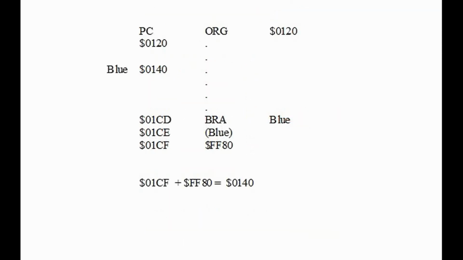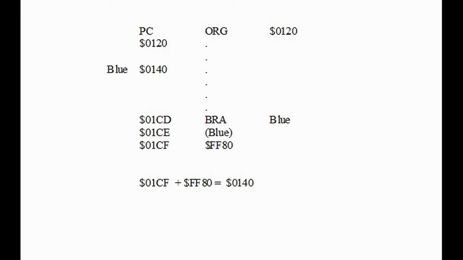Here is a program that originates at 0120. And then when I get to 0140, I'm going to call out what's known as a label, which is like a placeholder. My program will continue, but when I get to 01CD, I want to execute a command called branch always. And what I want to do is branch back to blue. At 01CD, the microprocessor executes the branch always command. And then at 01CE, it actually executes the blue command.